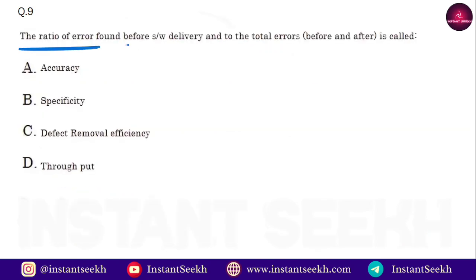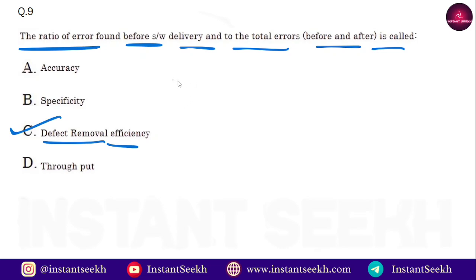The ratio of errors found before software delivery to the total errors before and after is called what? The ratio of errors found before software delivery to the total errors, including both before and after, is called defect removal efficiency. Defect removal efficiency is a measure used in software engineering to quantify the effectiveness of the defect detection process. It is calculated as the ratio of defects found before delivery to the total defects, that is both before and after.